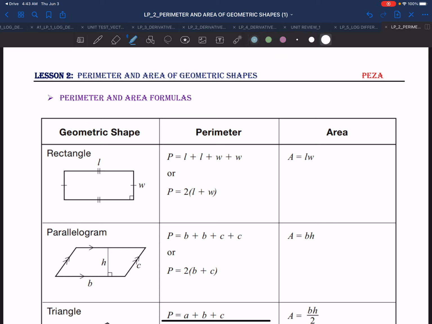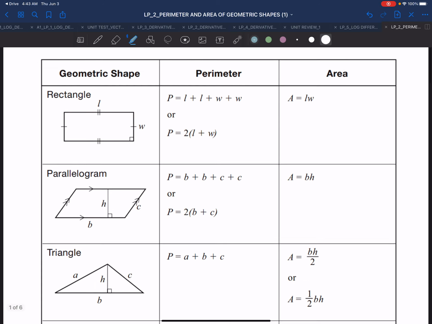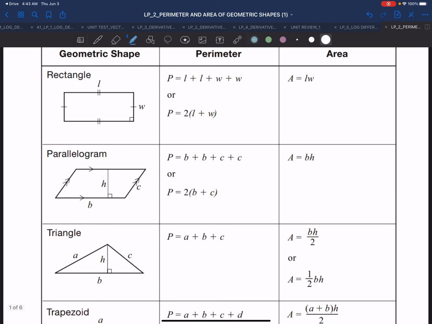Hello and welcome. In this lesson, we will talk about the perimeter and area of various geometric shapes. So first we're going to take a look at the shapes and the respective formulas. So we're starting off with a rectangle.